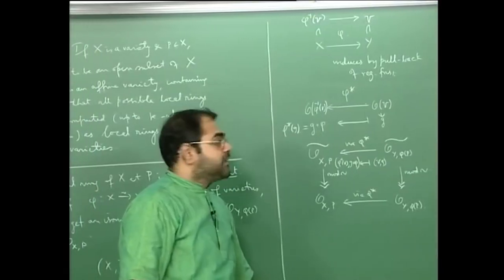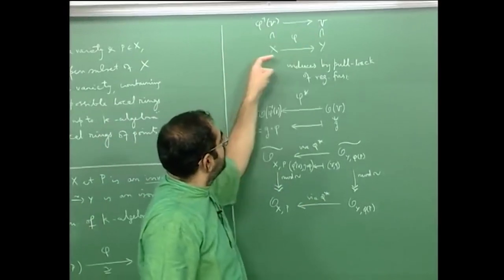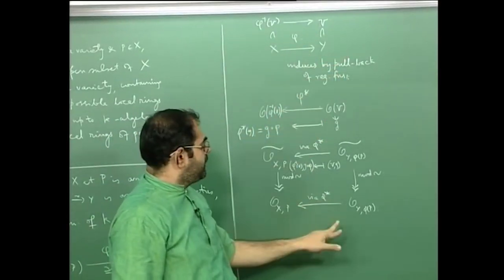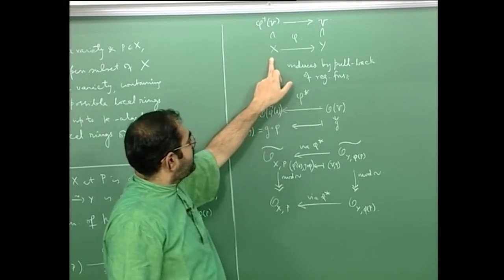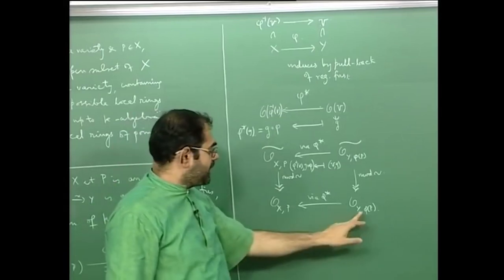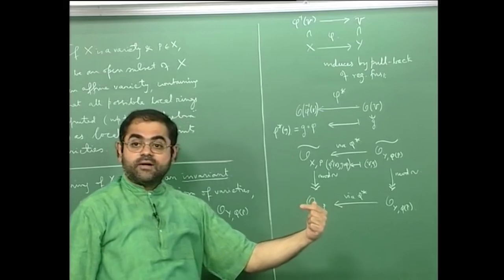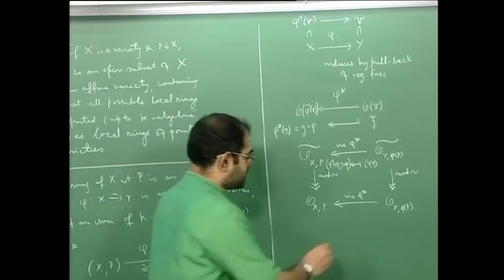So what this diagram shows is that the moment you have a morphism of varieties, and you take a point p, if it goes to a point phi p, then you immediately have a k algebra homomorphism of local rings in the opposite direction. So this is a k algebra homomorphism.